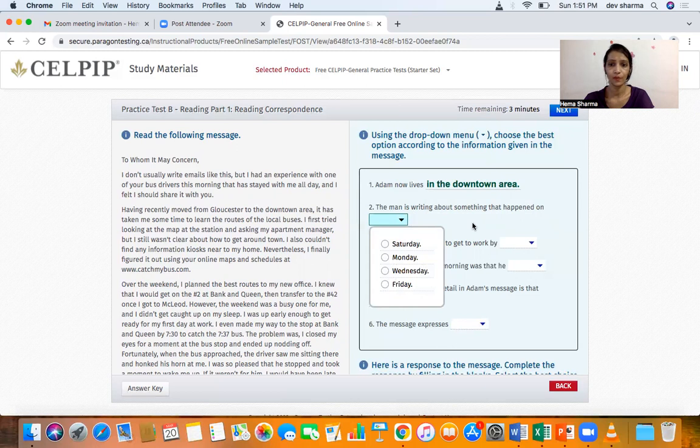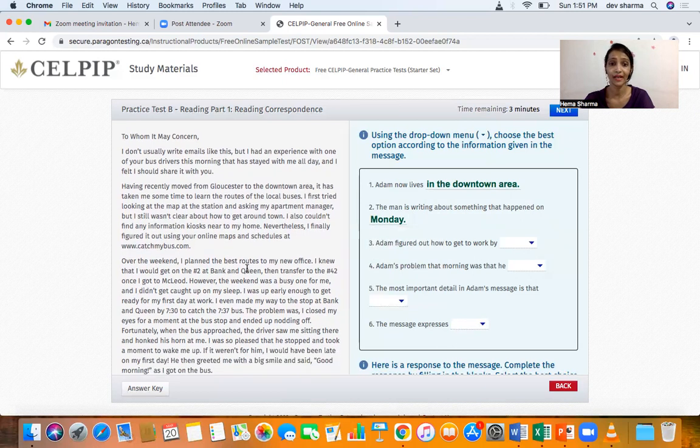Was it a weekend? No, he was going to office and that was a Monday. Why so? Because he's saying over the weekend, I planned the best routes to my new office. Okay, and the weekend was a busy one for me. I could not sleep. I was up early enough. So after the weekend comes Monday. So you will have to understand these days would not be given, but you'll be able to make out from the language of the passage.